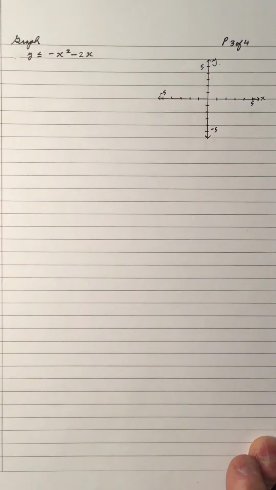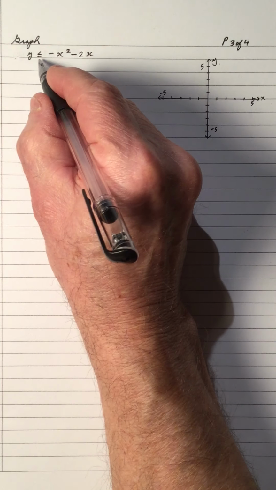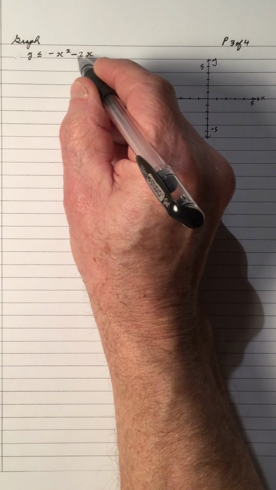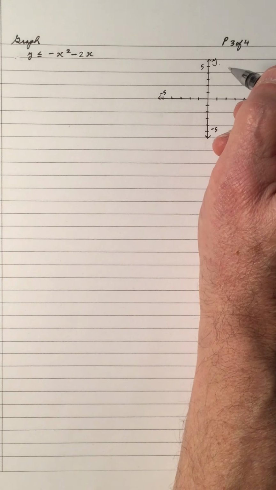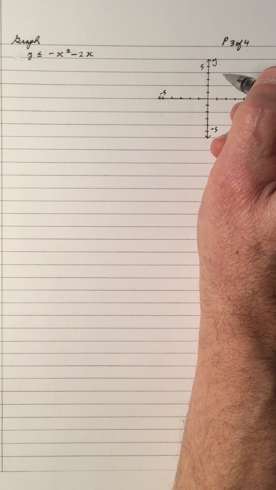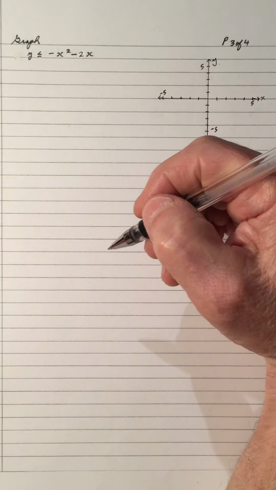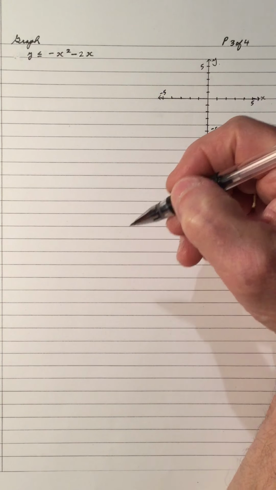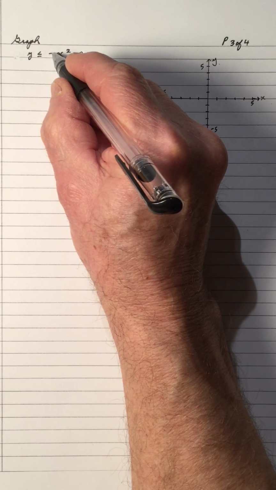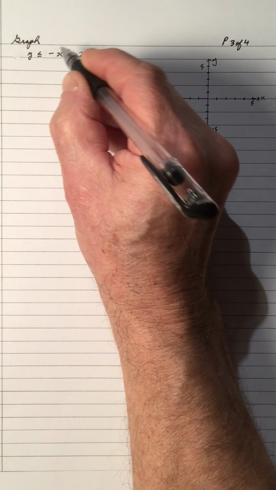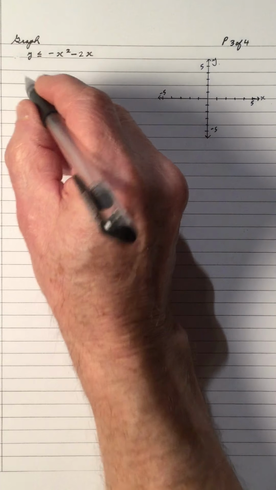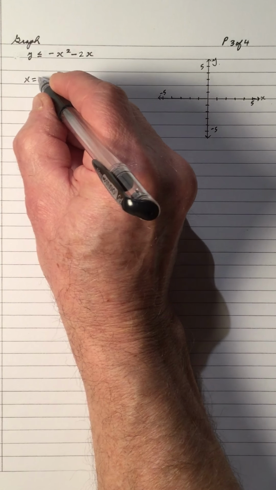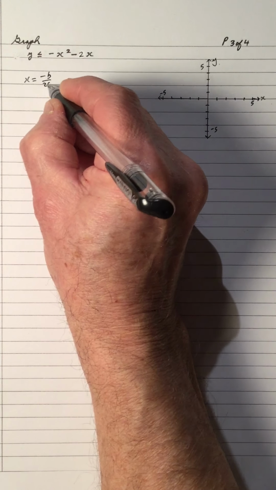Let's do some more. And graph y is less than or equal to negative x squared minus 2x. And again, to graph I need the vertex, and I need a point to make sure. Notice this parabola is negative, so the parabola is opening down. So let's find the vertex. X equals negative b over 2a.